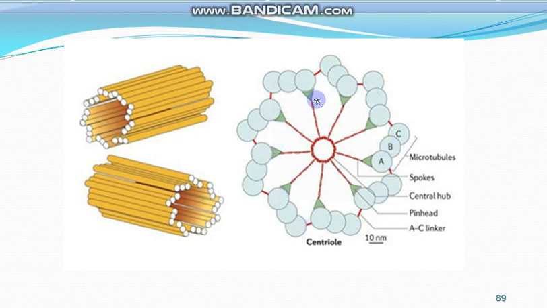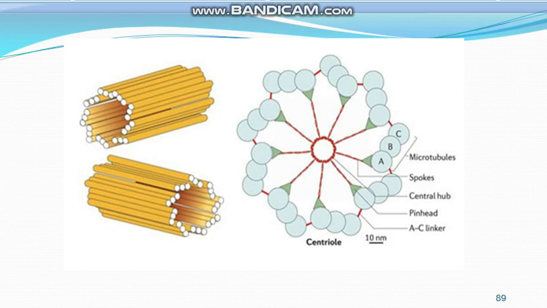These are present at the periphery, and in the center there is a proteinaceous hub, but there is no triplet or unit in the center. So it is known as the 9 plus 0 organization. So this is the structure.